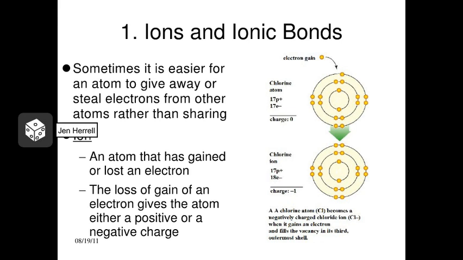First type of bond is known as an ionic bond. Ionic bonds occur between ions. So first, we need to discuss what an ion is. An ion is an atom that has either gained or lost one or some of its electrons.